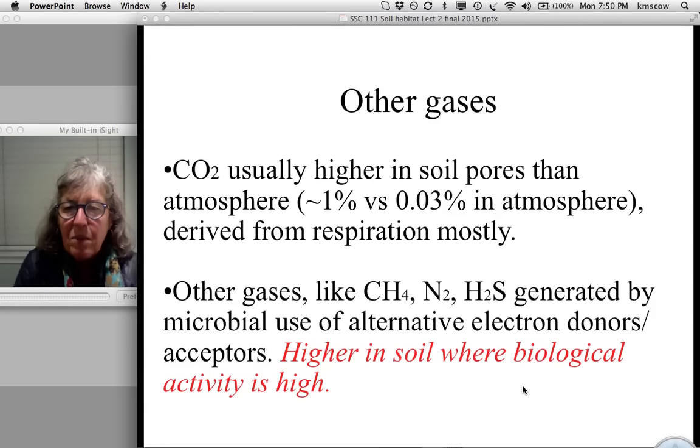There'll be other gases as well, most of them generated by microbial activity, like using alternative electron donors or acceptors. Sometimes these reactions, remember we talked about this in the first lecture, are going to create as byproducts these gases. And these gases include methane, N2 gas, nitrous oxide, N2O, hydrogen sulfide, H2S, rotten egg smell, right? These are all gases that you may find higher in soil than in the atmosphere, particularly where there's a lot of biological activity.